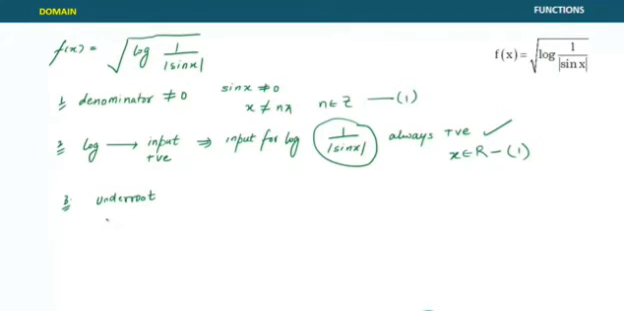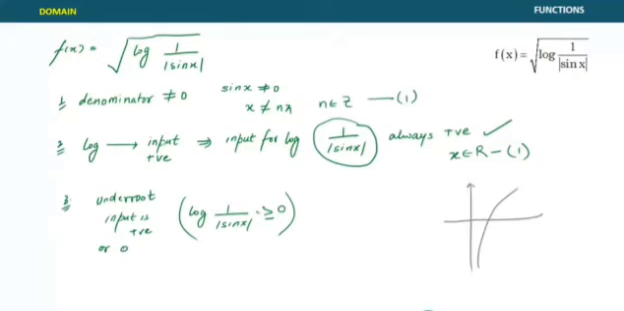So for the square root, the input should be positive. The input is log of 1 upon this, so this should be positive or 0, right? So how do you solve this? This is the important part of this question.